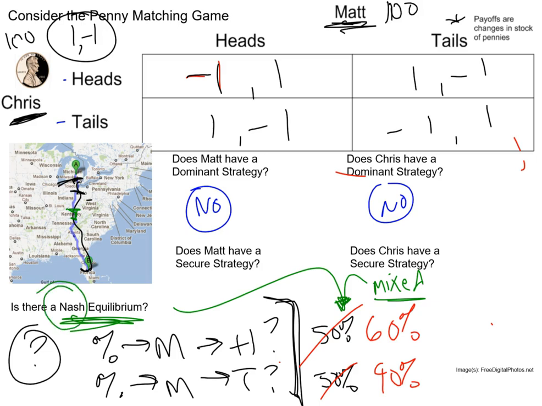Nash equilibrium, John Nash won a Nobel Prize for it. This is actually what he won it for, not what they portray in that movie they did a few years ago.